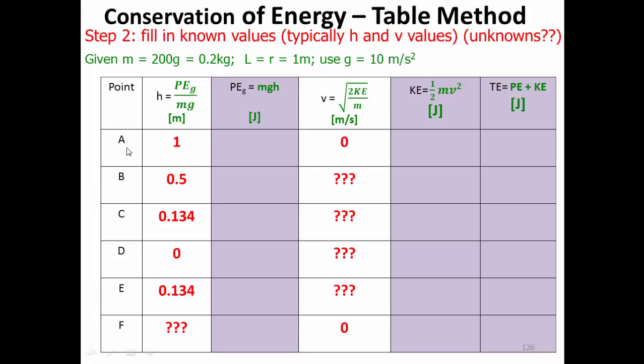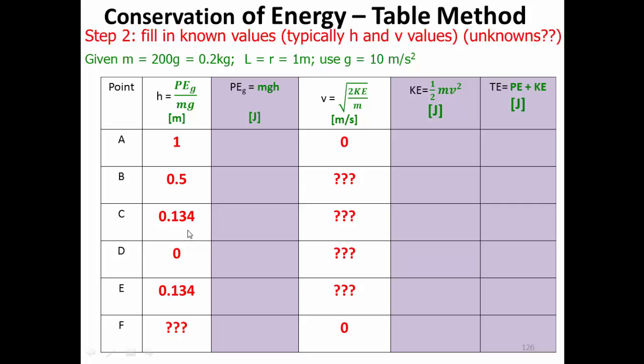But at point A, we were at 1 meter high, and we started at 0 velocity. So we knew both of those, so I plugged those in here. At point B, for example, when we work out the geometry with those triangles, we know that's at 1/2 meter high. We have no idea what the velocity at that point is. That's one of the things we need to find.